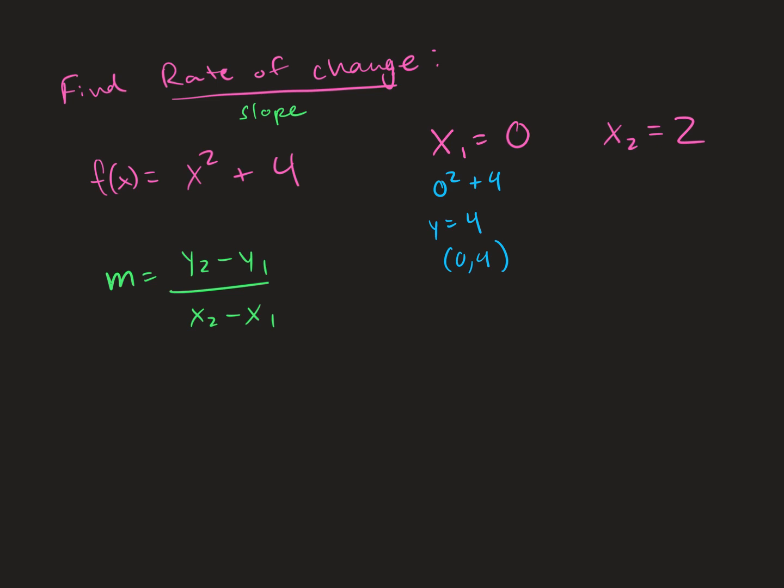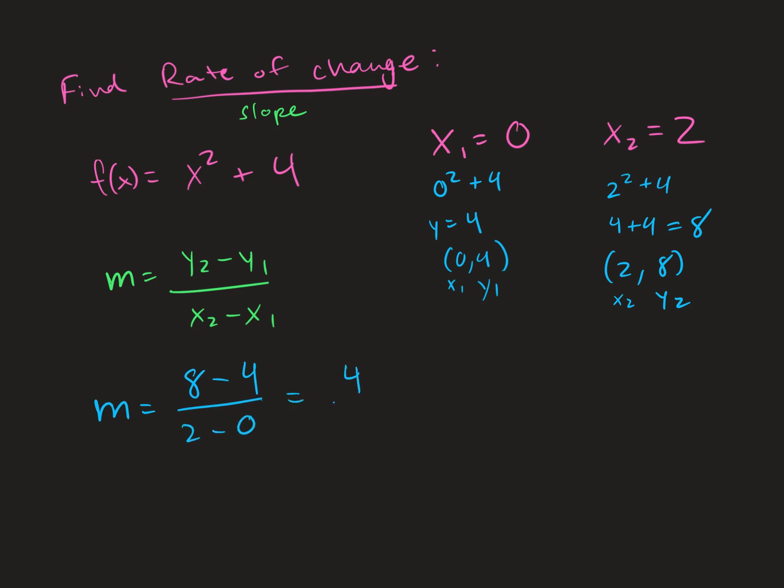And then I'm going to plug it into the second number, 2. So I have 2 squared plus 4 would be 4 plus 4, which is 8. So this would be 2, 8. So this is my x1, y1, x2, y2. So we plug all of this in. 8 minus 4 over 2 minus 0, which would be 4 over 2. So my average rate of change would be 2.